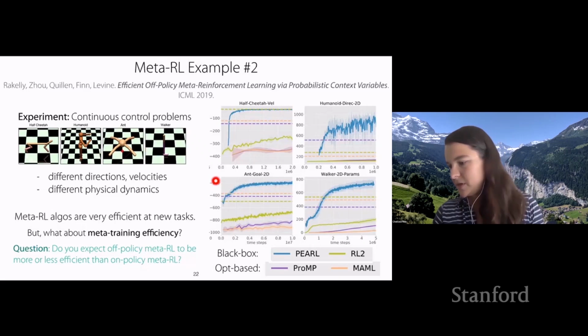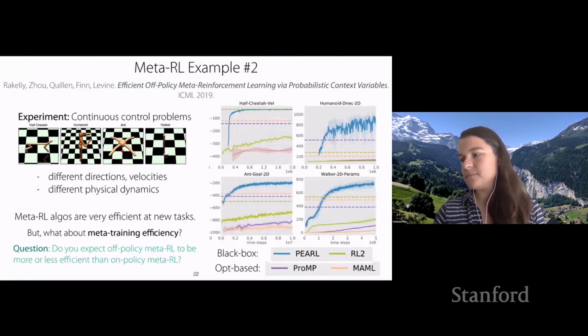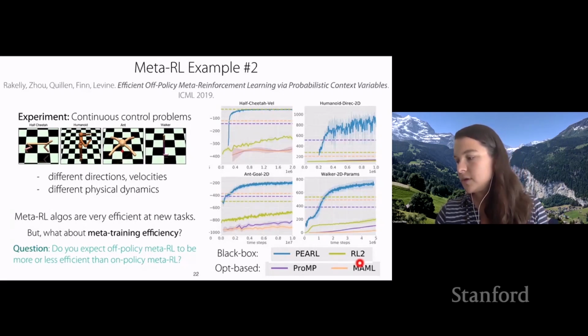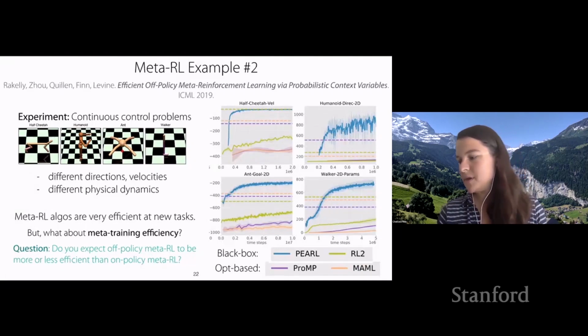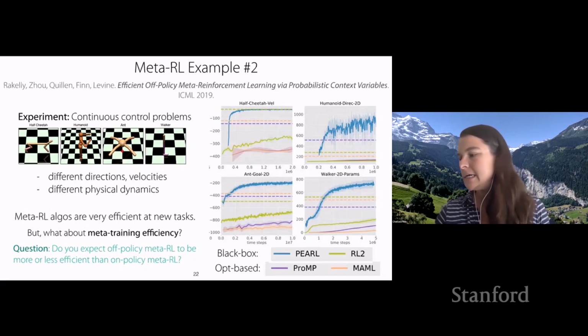And in particular, what these different methods correspond to is PEARL is an off-policy meta-RL algorithm that uses the feed-forward architecture that I showed before. RL squared is using TRPO, and so it's an on-policy algorithm. And then these optimization-based methods are also on-policy algorithms. And you see a pretty huge gain by using an off-policy meta-RL method. So you're able to learn much more efficiently.